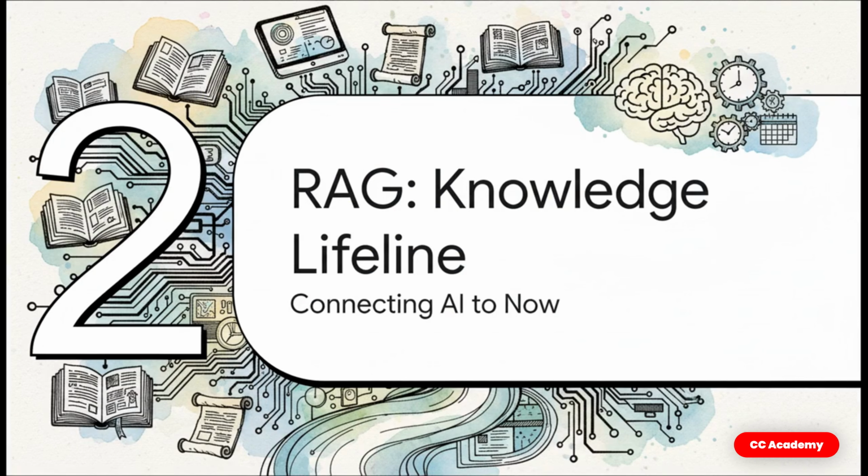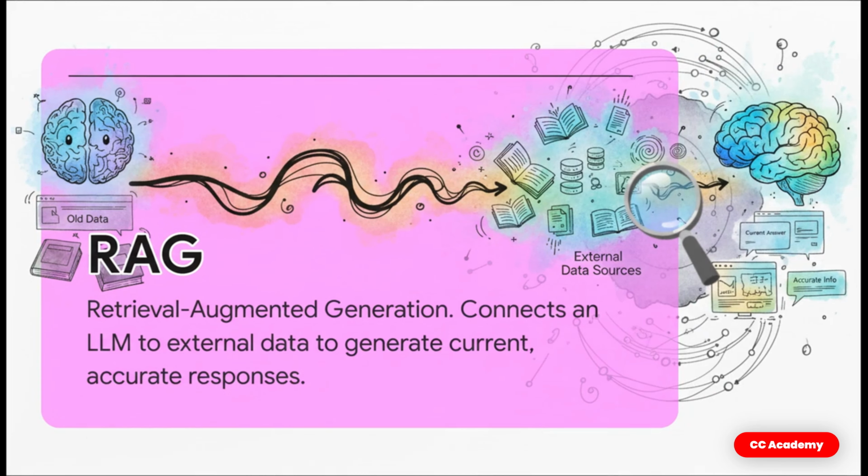So if the AI's brain is stuck in the past, how do we connect it to what's happening right now? Well, that's exactly where RAG comes into play. It acts as this essential knowledge lifeline. In a nutshell, RAG gives the LLM a brand new superpower, the ability to do real-time research. So before it even thinks about answering your question, it goes out and pulls in fresh, relevant info from other places. It's no longer trapped by its old training data.